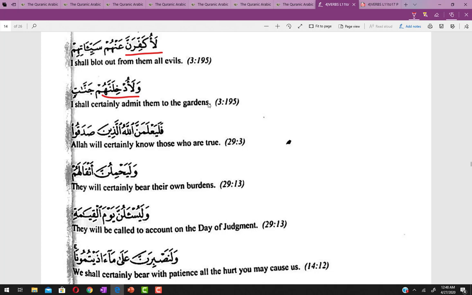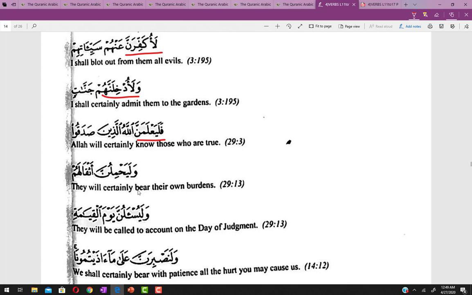فَلَيَعْلَمَنَّ اللَّهُ الَّذِينَ صَدَقُوا. So what do you think is the lam nun tawkeed here? So falaya'lamanna, right? This is 'alima ya'lamu, right? So when you have the letter before nun shadda with a fatha, it means it is singular, right? Allah subhanahu wa ta'ala will certainly know those who are true. So Allah subhanahu wa ta'ala is going to show the world who are the true people.